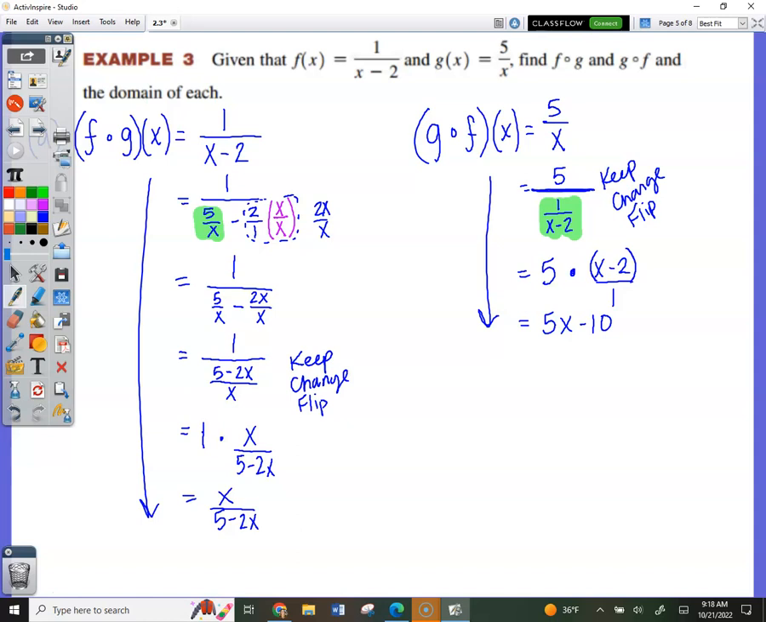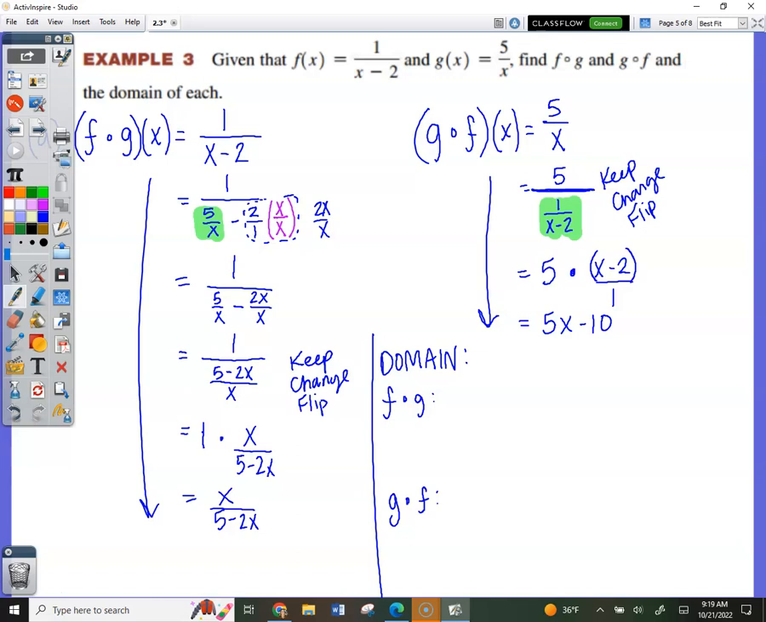Now let's get to the part that's everyone's favorite. They want the domain of each. Domain. Here we go. We can do this. First, we're going to find f of g. Then we're going to find g of f. All right. Before I can state the domain of either of those, I need to know the domain of each individual one, right?